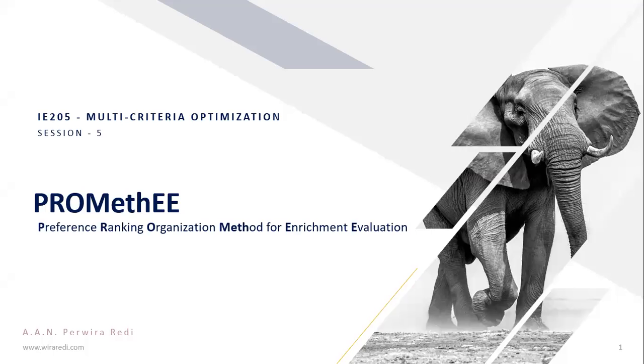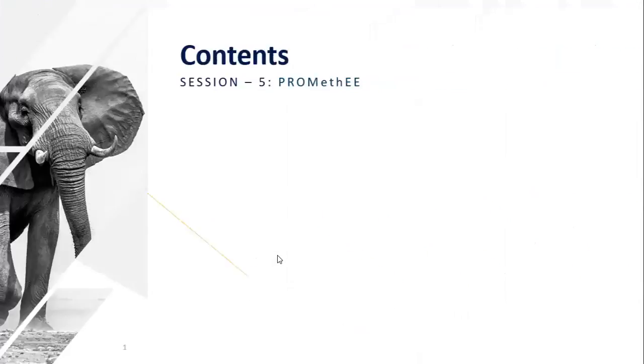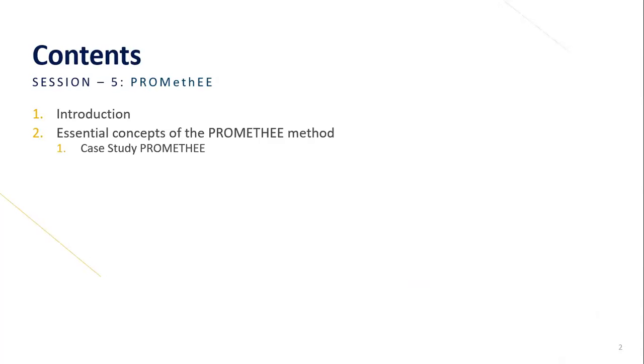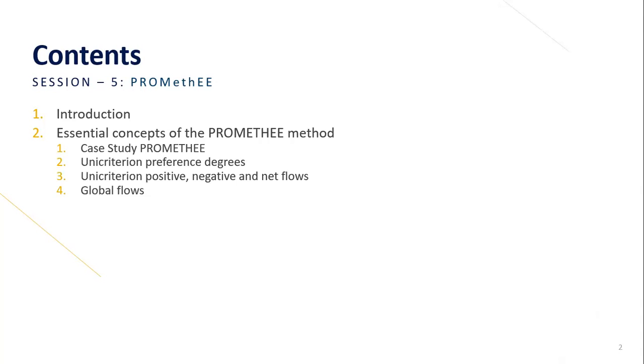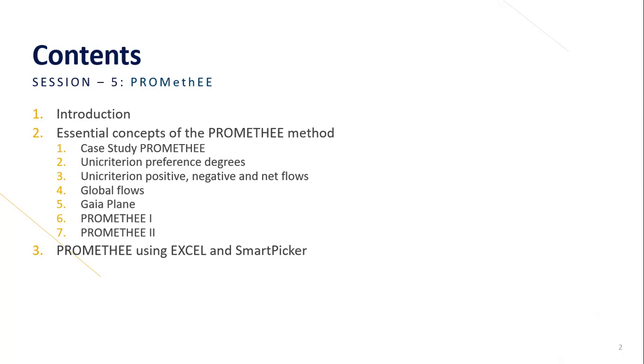Okay, first of all, in this topic we will discuss another multi-criteria decision method, so-called Promethee, which stands for Preference Ranking Organization Method for Enrichment Evaluation. It's quite a long abbreviation, but basically what we are going to learn today is a basic introduction to Promethee methods.